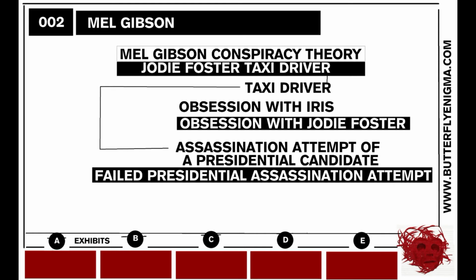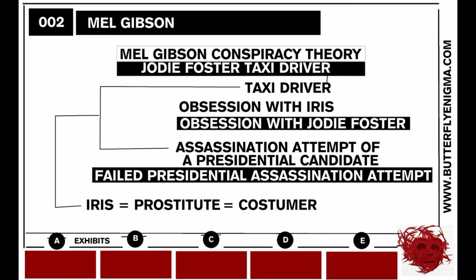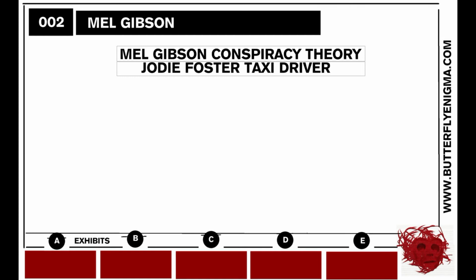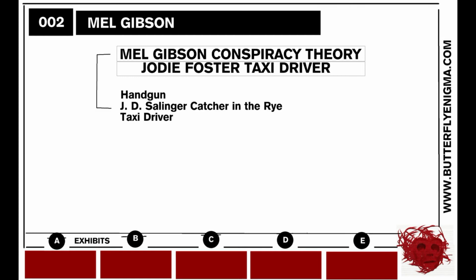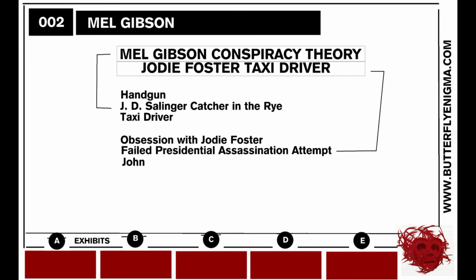Finally, in the film, Jodie Foster plays a prostitute. The customer of a prostitute is a John. Therefore, Taxi Driver equals John. So, the 3 key points we get from Mel Gibson, Conspiracy Theory are handgun, J.D. Salinger's Catcher in the Rye, and Taxi Driver. From Jodie Foster and Taxi Driver, we get obsession with Jodie Foster, failed presidential assassination attempt, and John.